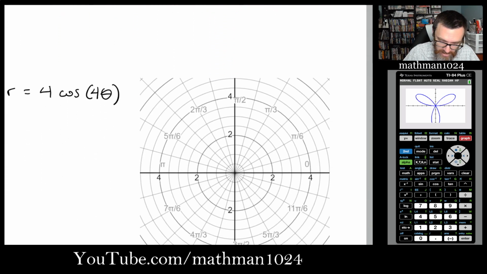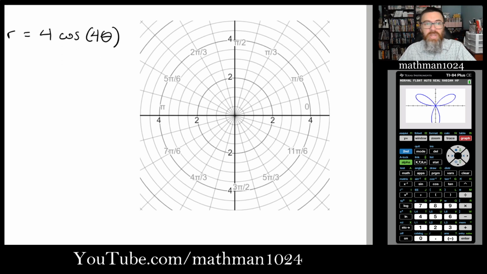All right. Now the next one here says 4 cosine of 4 theta. Well, I see the 4 here. It's even, so that means that the number of petals I have will be 8. So we have 8 petals.